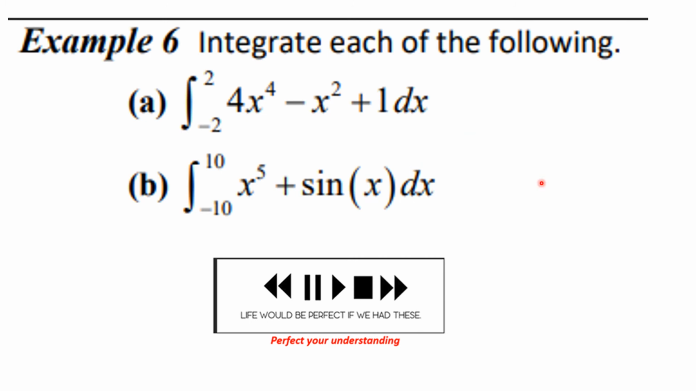So here's an example I would like for you to do. Integrate each of the following. We have two problems, A and B. You know what to do. Let's see how you did.